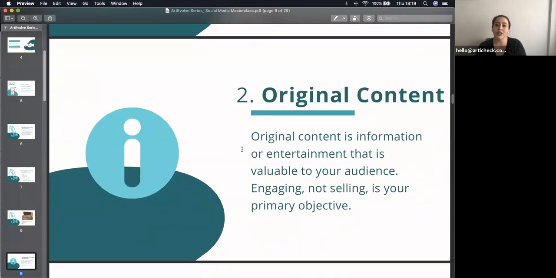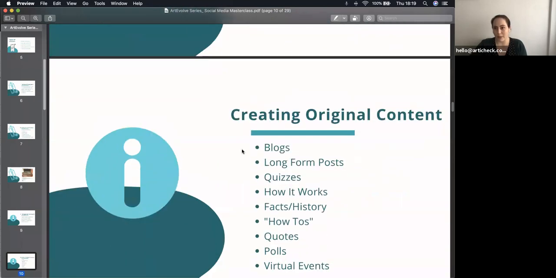So number 2 is original content. And original content is information or entertainment that is valuable to your audience. Engaging and not selling is your primary objective, okay? So you may have pictures of your products, you may incorporate your products or your trade into the original content, but the focus is not selling, it is engaging, it is educating. Okay, so let's look at what that might mean.